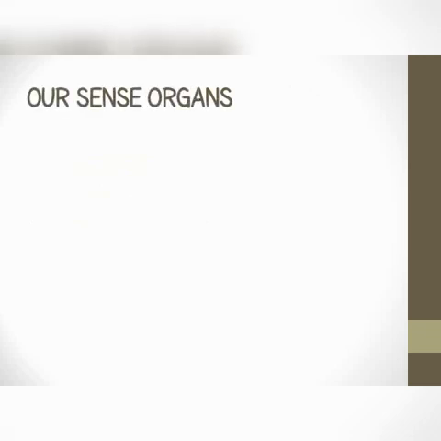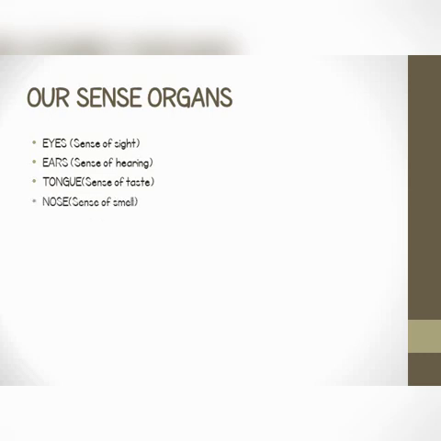Now we will discuss our sense organs. As we know, God gave us sense organs to allow us to recognize the world. There are 5 kinds of sense organs. The first one is our eyes, the sense of sight. Then ears, the sense of hearing. Then our tongue, the sense of taste. Then our nose, the sense of smell. And the last one is our skin, the sense of touch.